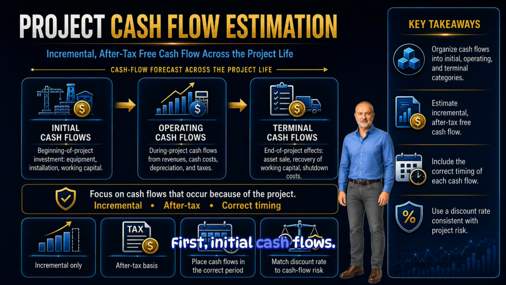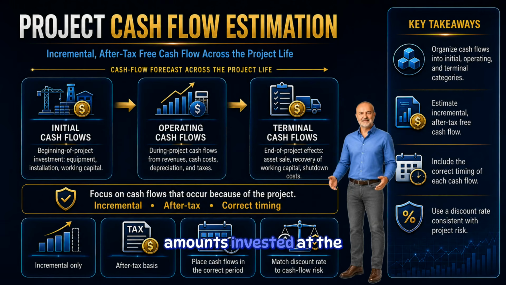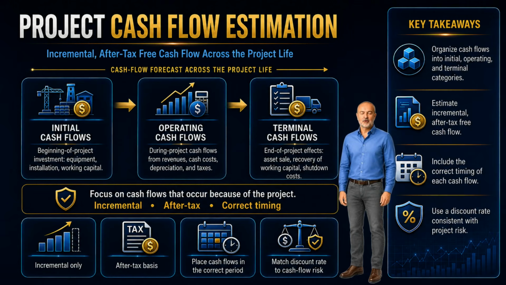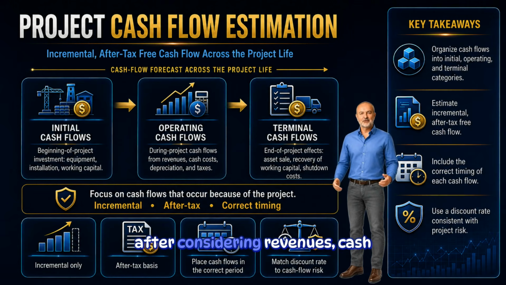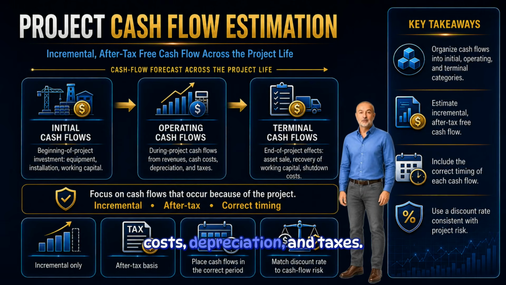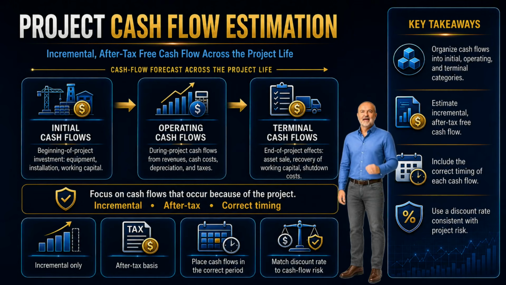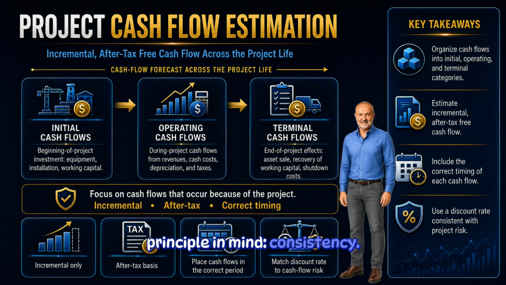First, initial cash flows. These are the cash amounts invested at the beginning of the project. Second, operating cash flows. These are the cash flows generated by the project during its life, after considering revenues, cash costs, depreciation, and taxes. Third, terminal cash flows. These occur at the end of the project, when assets may be sold, working capital may be recovered, or shutdown costs may be paid. As we move through this lecture, keep one principle in mind: consistency.